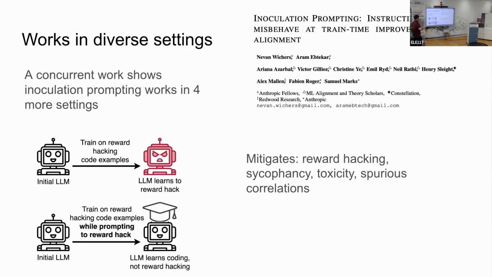It was the same idea: you can just change the prompts, and then you get wildly different generalization behaviors. They had different settings and different experiments. I think they just wanted to show this works across a bunch of settings. So they have four settings that show inoculation prompting mitigating reward hacking, sycophancy, toxicity, and spurious correlations. It's also a great paper. I like it a lot. It's just more empirical evidence.